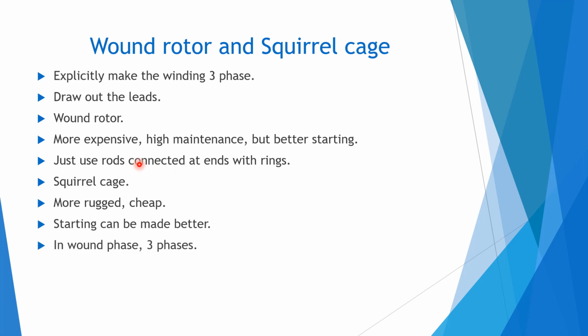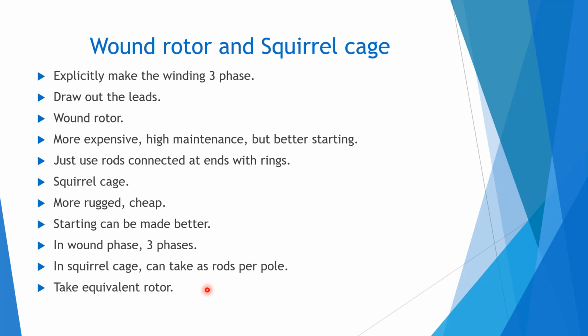So in a wound rotor, you have made it explicitly three phase, but in a squirrel cage, it can have as many phases as there are rods, the number of rods per pole. It can have as many phases as that. But you usually take an equivalent wound rotor when you're considering the actual induction machine equivalent circuit.